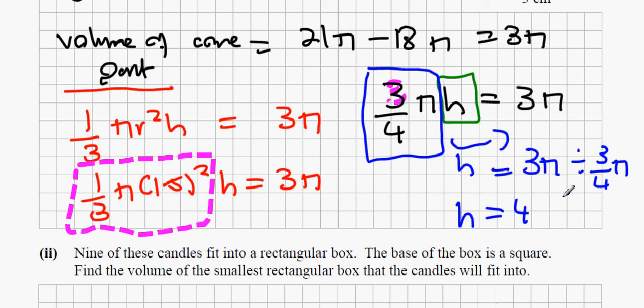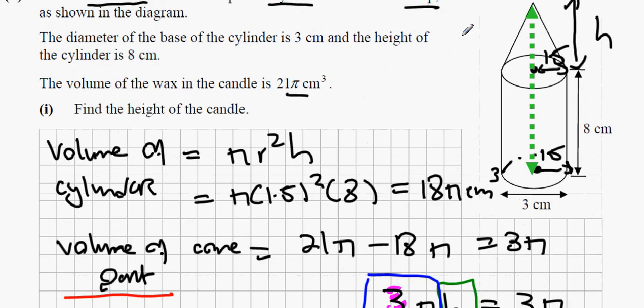Okay. Now, that's not the height of the full candle. That's just the height of the cone bit. The cone bit is 4. Therefore, 8 centimeters plus your 4 centimeters gives you 12 centimeters. The height of the candle is 12 centimeters.